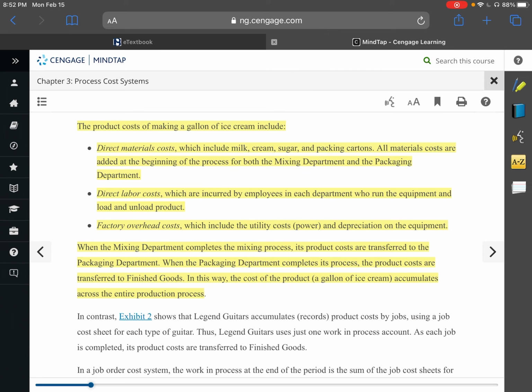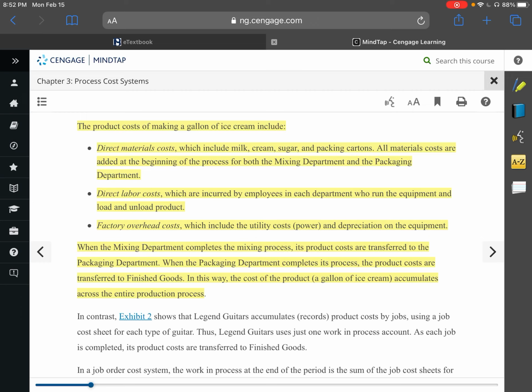So the product cost of making 1 gallon of ice cream would be what? So when we think about direct materials, you would have milk, cream, sugar, and then also the cartons that the ice cream will go in. So all material costs are added at the beginning of the process for both the mixing department and the packaging department. Remember, once we mix the goods, the milk, the sugar, the flavoring, you can't pull them out. So once they're mixed, they're in. So all those direct material costs are entered at the beginning.